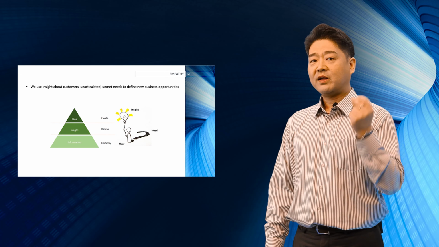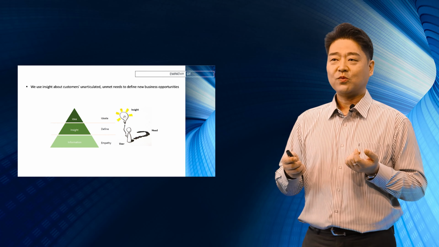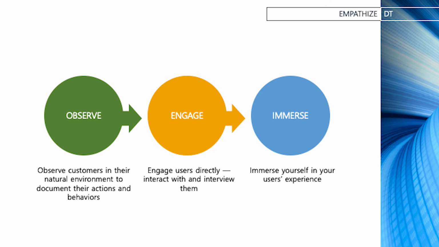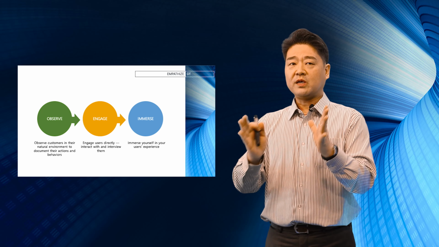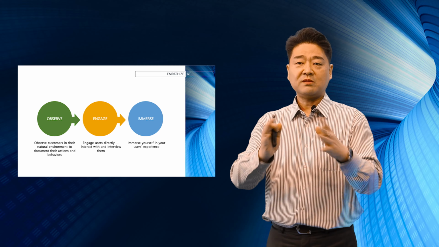So we call that an aha moment. And in design thinking, we like that a lot. If you want to do that, you have to go through certain steps of this empathy. It's very simple: observe, engage, and immerse. And actually those words mean everything.